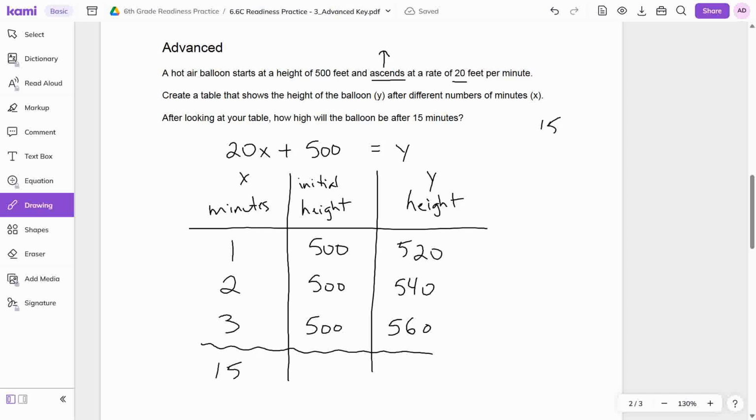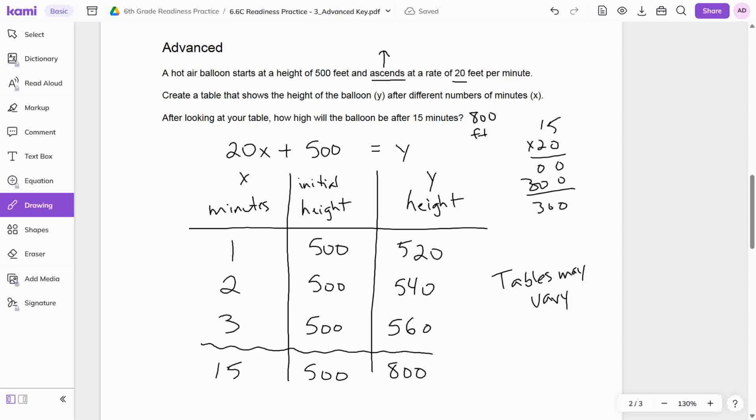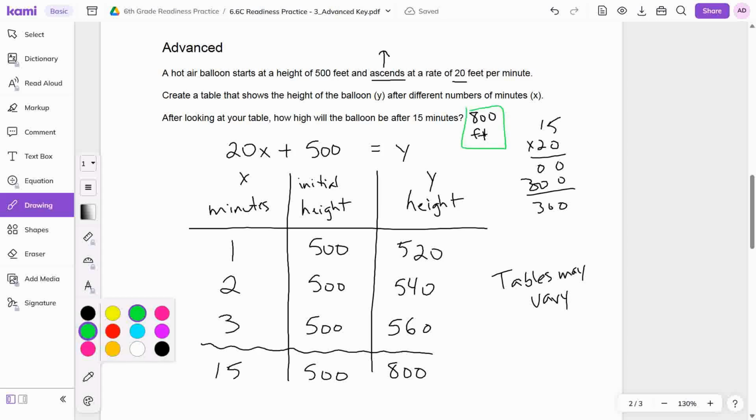All right, so now I need 15 times 20. That's going to be 300 plus my 500, and that's going to equal 800. All right, so let's say tables may vary because you might have a different one than me. And we can go ahead and put an answer on this. We could say 800 feet. And we'll put a green box around it just so it's kind of clear. And we have our equation there: y equals 20x plus that 500.